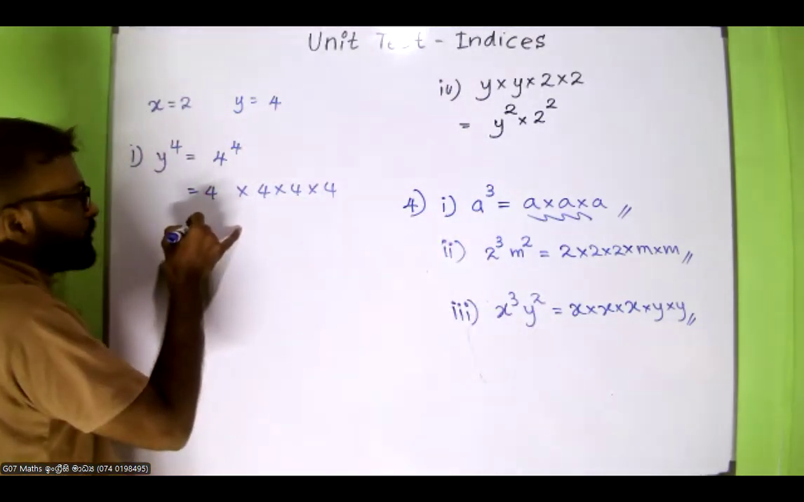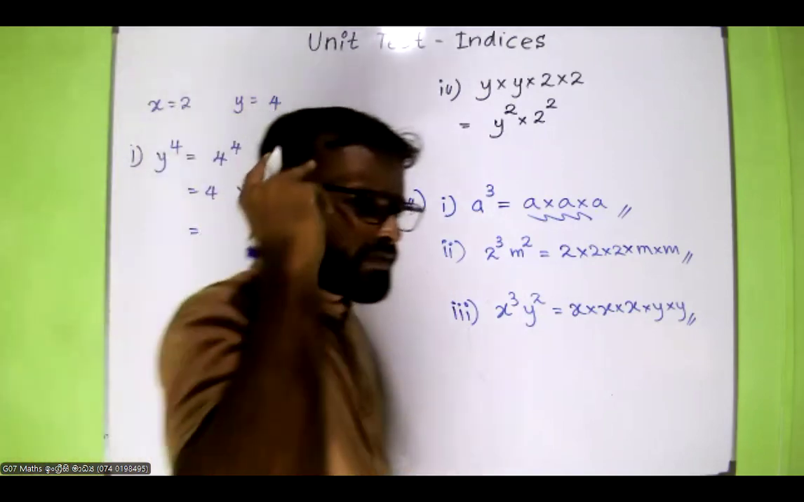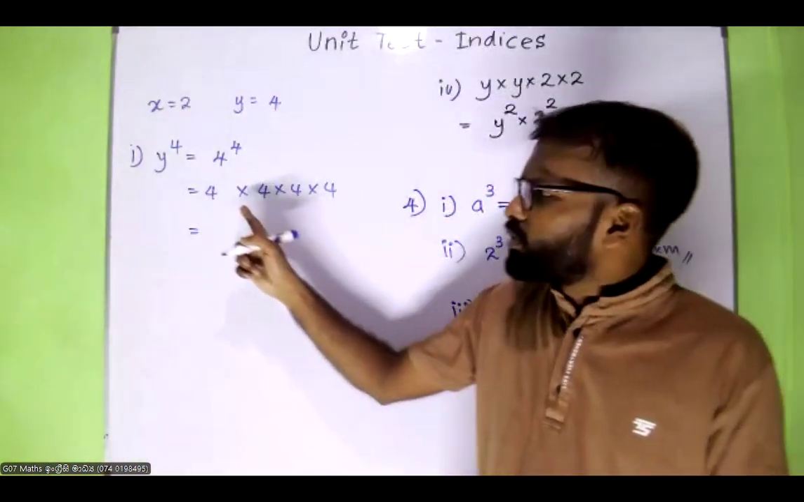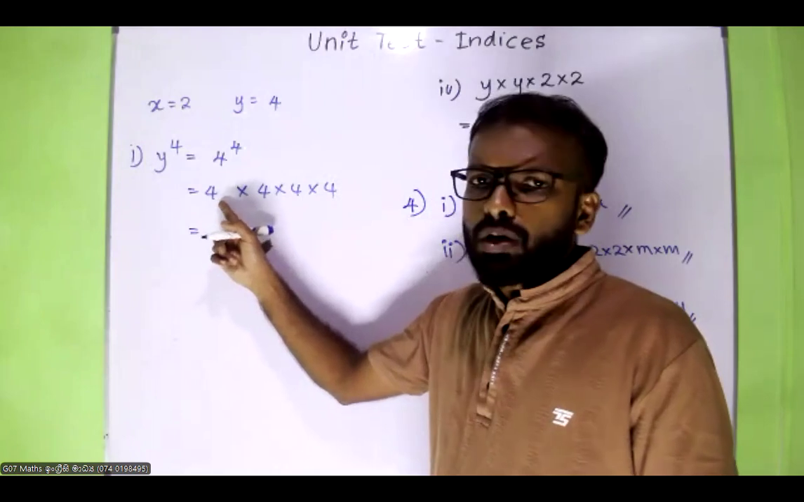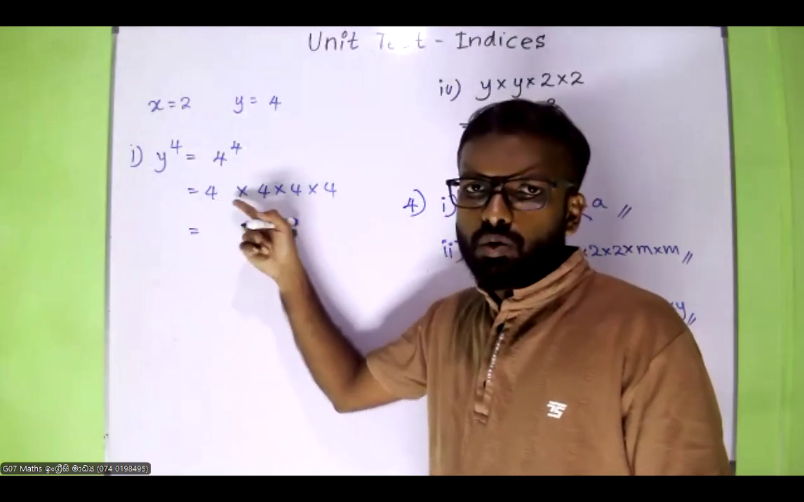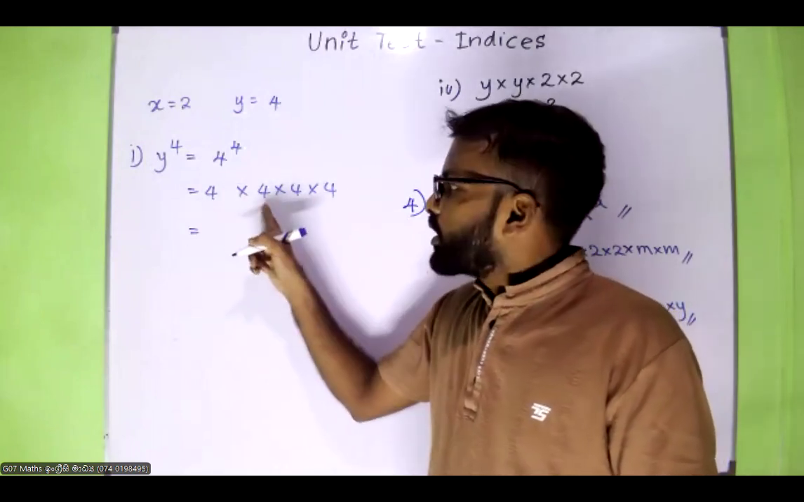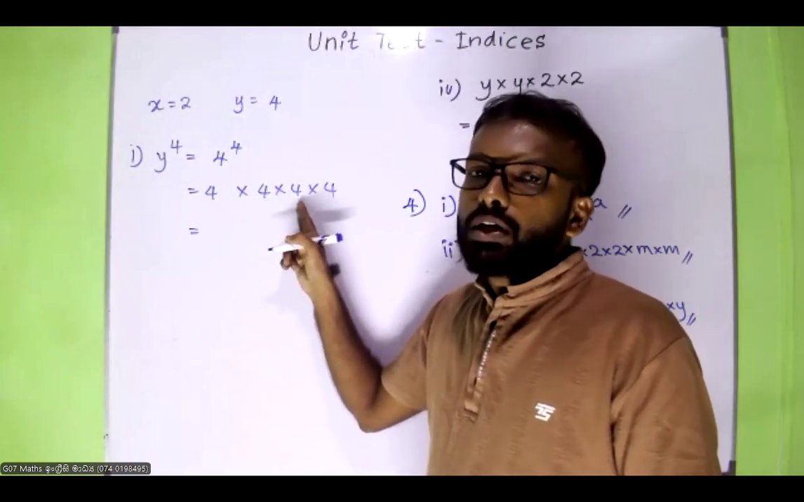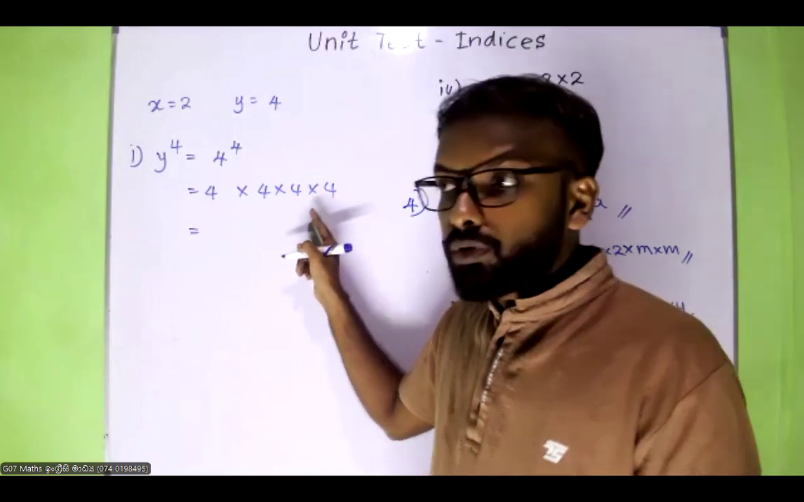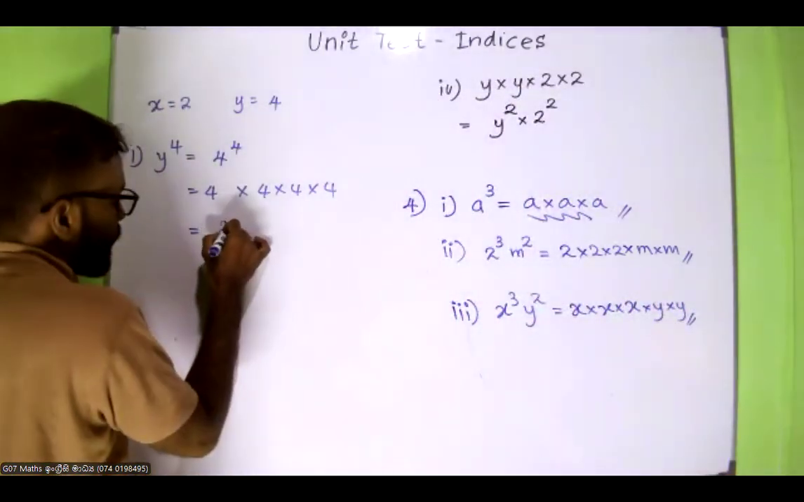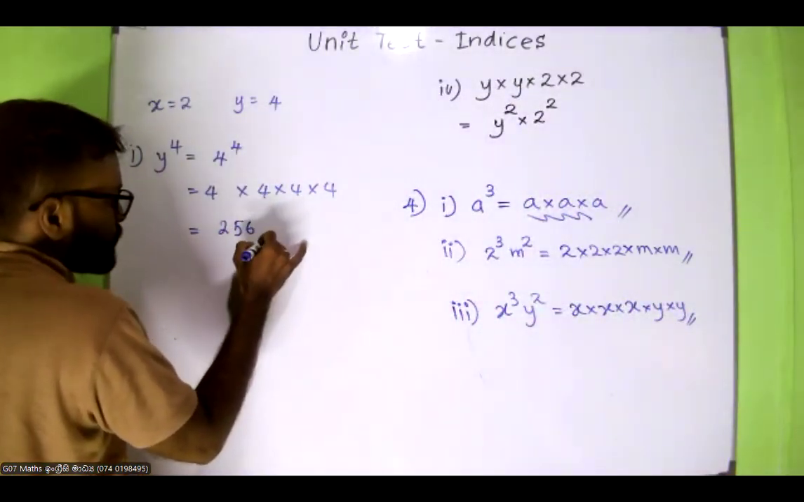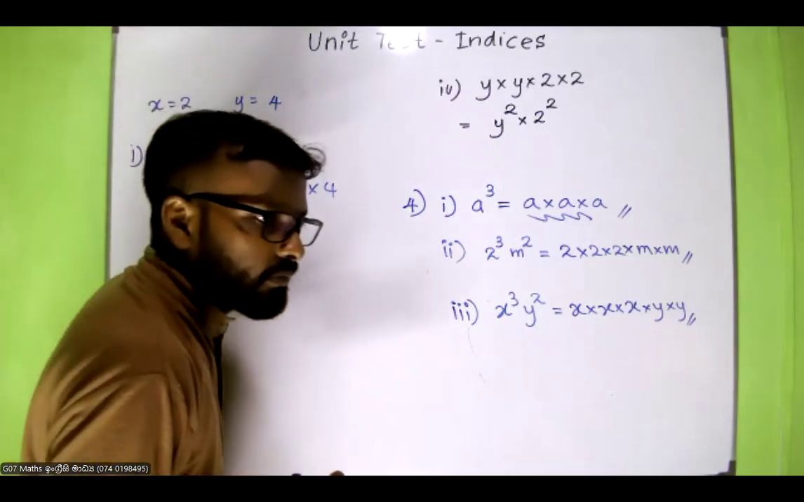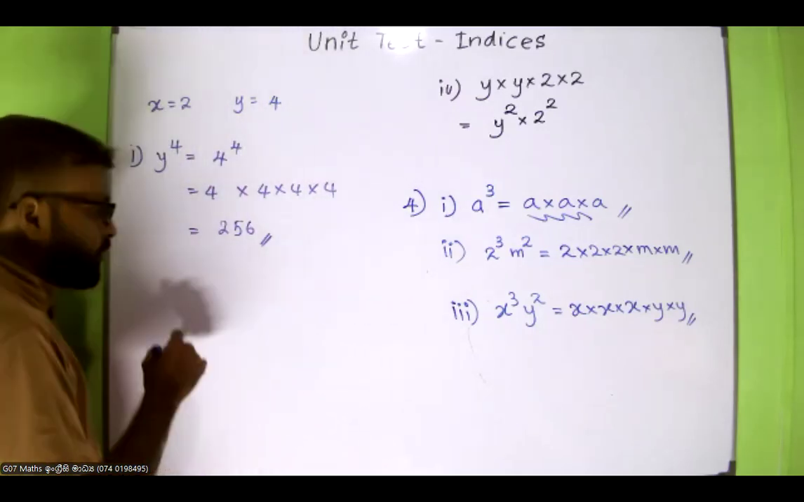As I remembered previously, we found this value. What value? 256. 4 times 4, 16. 16 times 4, 64. 64 times 4, 256. So the value is this. Second one.